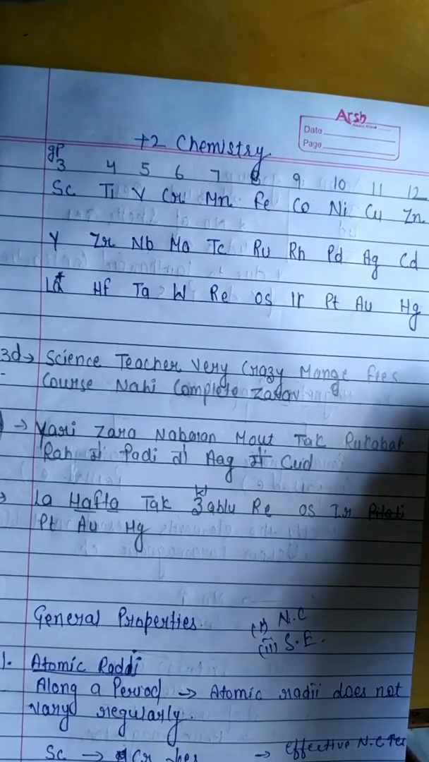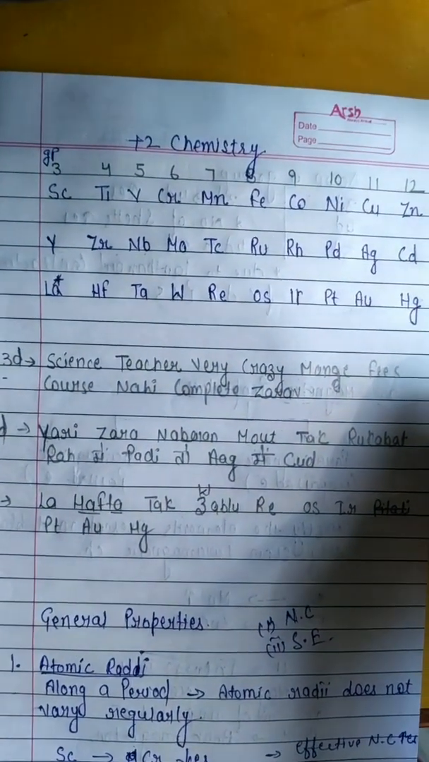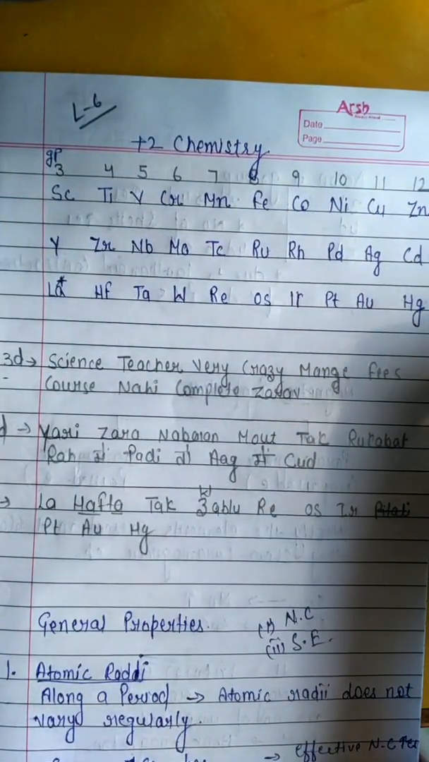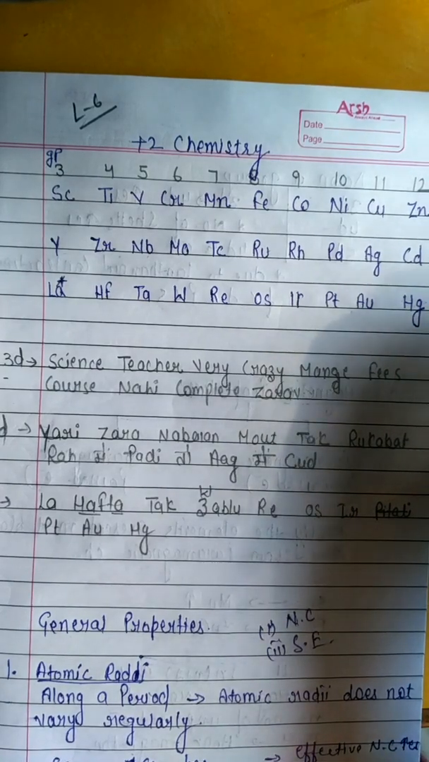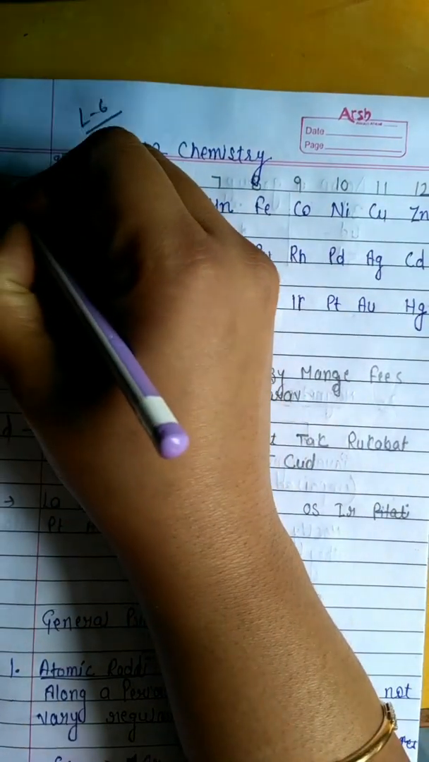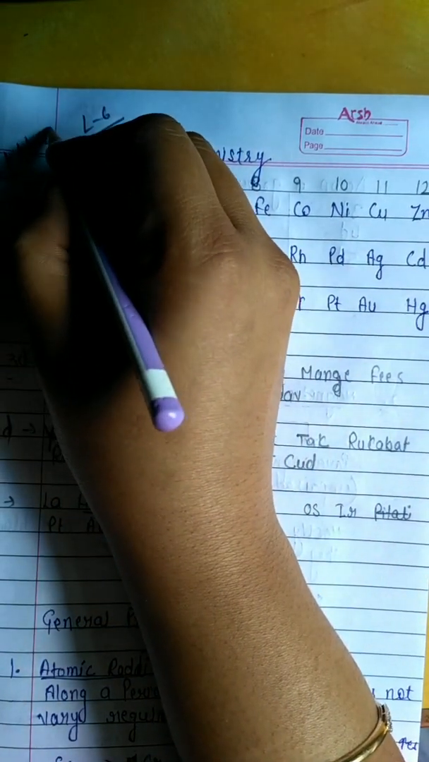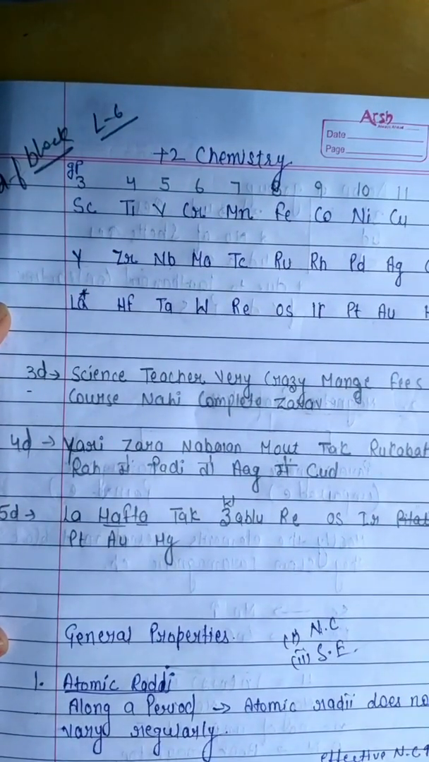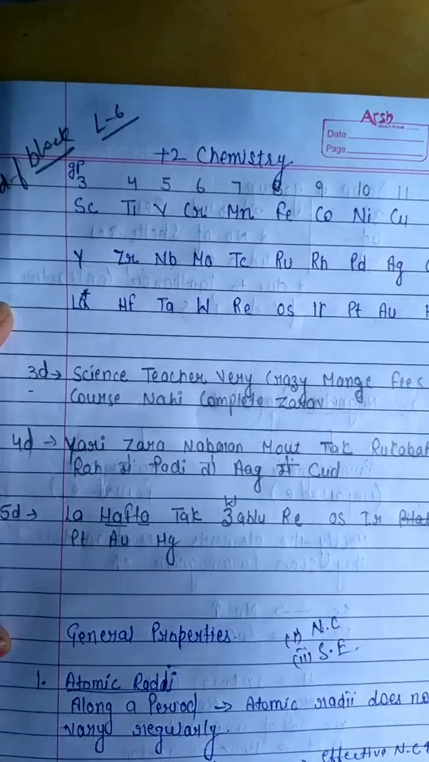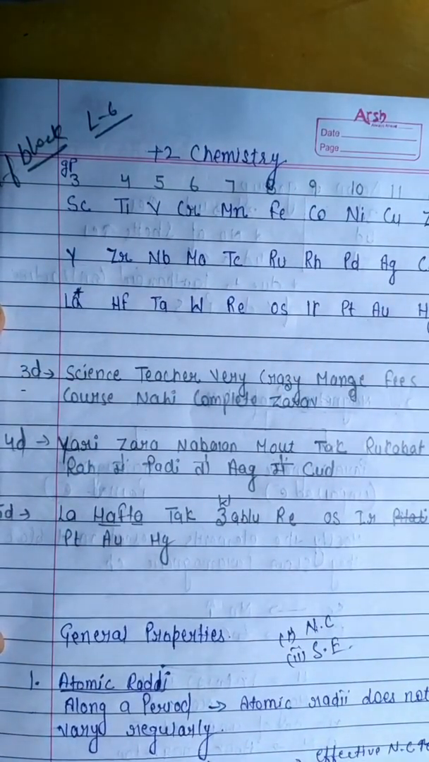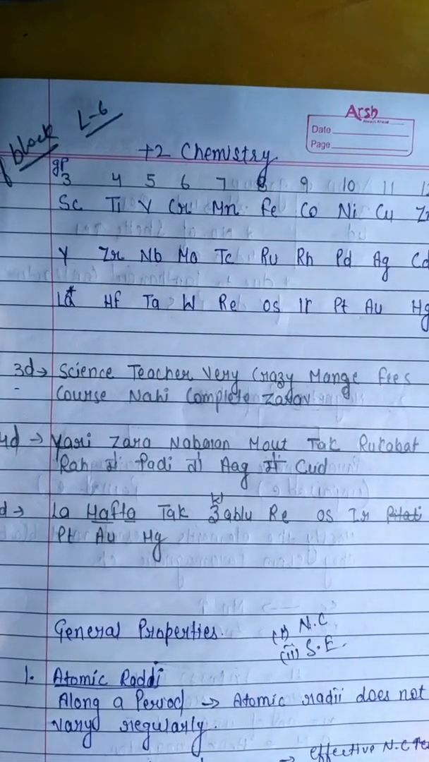Today is our sixth lecture of plus two chemistry. In our previous lecture, we started the new chapter, Unit 8, that is the D and F block elements. In that, we discussed the group of transition elements and the electronic configuration of transition elements.